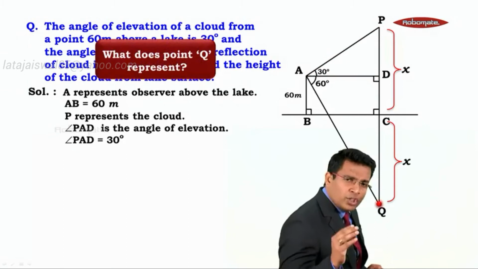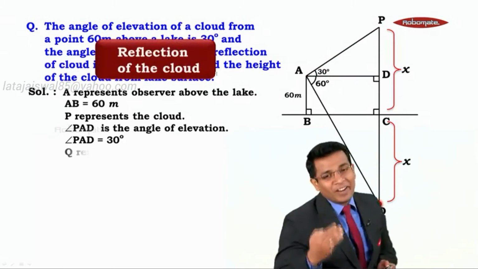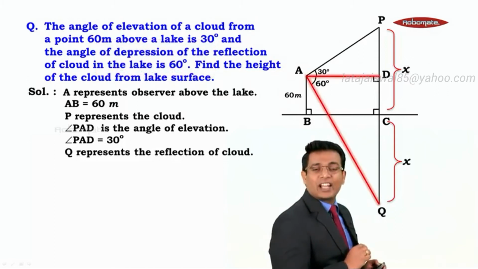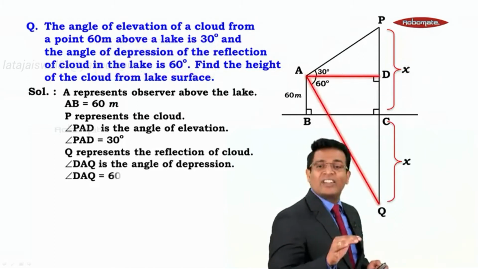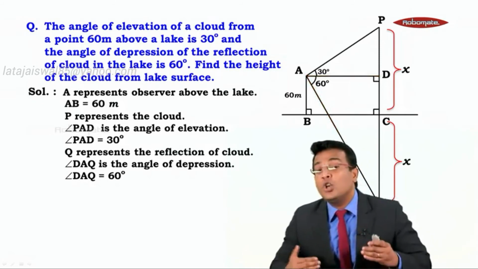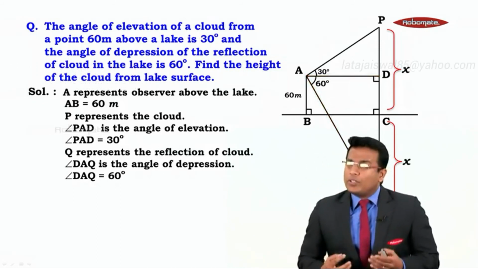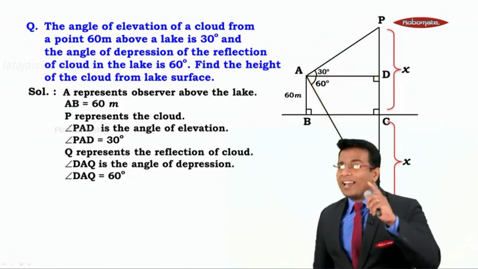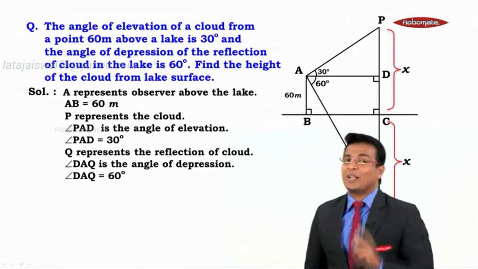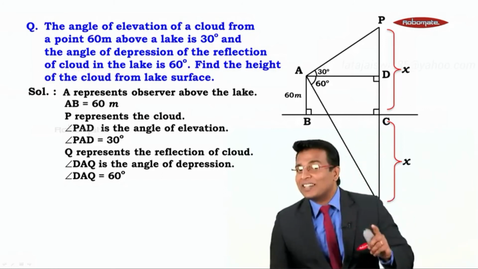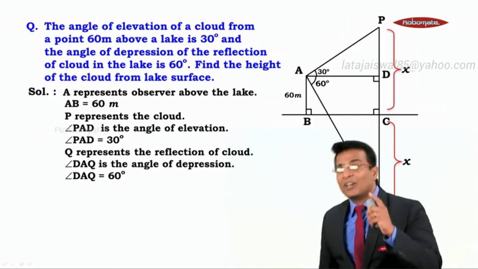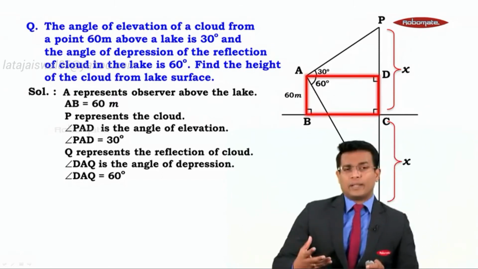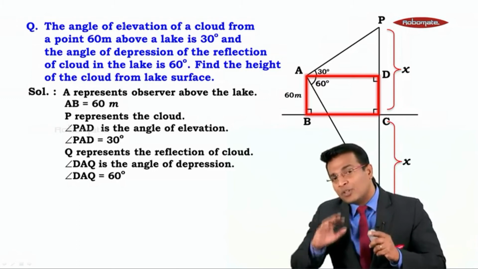The next one, what does Q represent? Q represents the reflection of the cloud. And there we have an angle of depression, that is angle DAQ, and that angle is given as 60 degree. So this is the information known to us. Now we are going to use this to solve the sum. Now understand students, in this we have two acute angles. One is 30 degree present in right angle triangle PAD. The other is 60 degree which is present in triangle QAD. So we are going to apply trigonometric ratios in these two triangles and we'll get the sum. It's so easy. That is what we have been doing in so many sums. But before that, let's gather some information from the given.